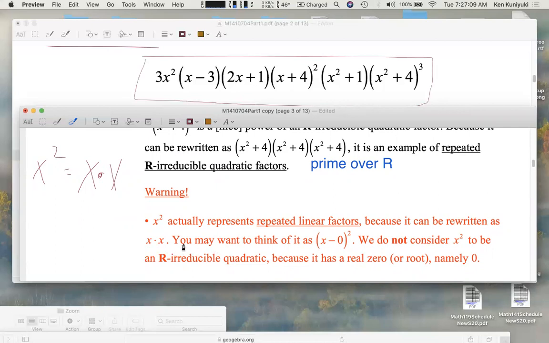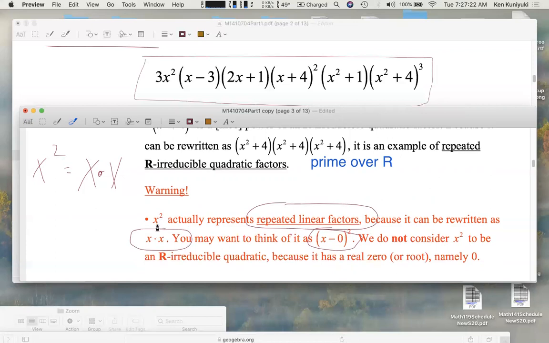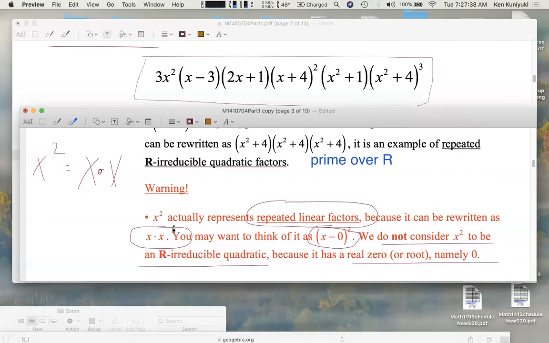You could think of this as the square of x minus 0 if you want to stress the fact that we have repeated linear factors. X squared, repeated linear factors. Think of it as x times x. It's not prime because 0 is a 0 of this quadratic. Again, we do not consider x squared to be R irreducible or prime over the reals because it has a real 0 or root, namely 0 itself. You can think of x squared as the square of x minus 0.